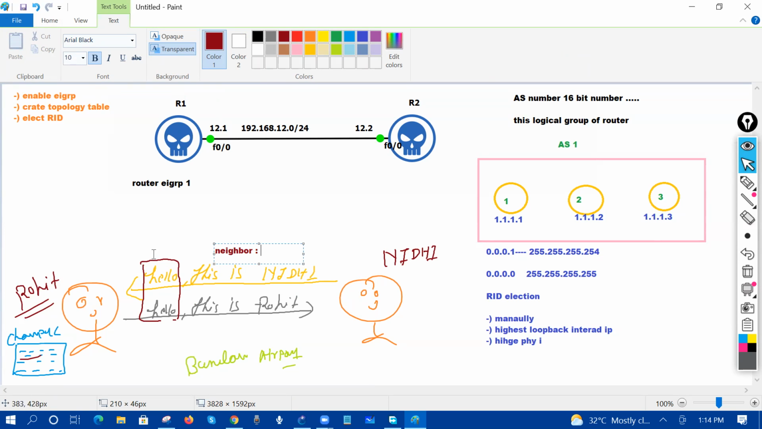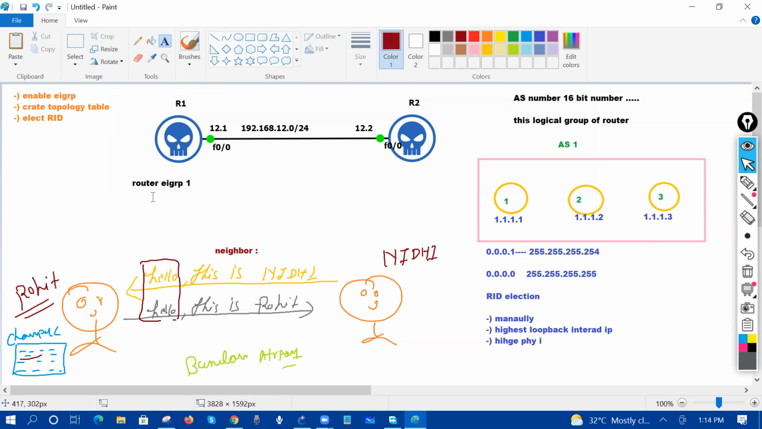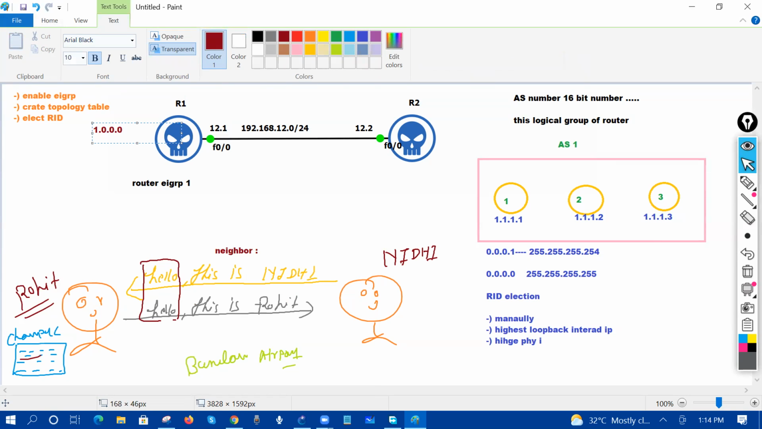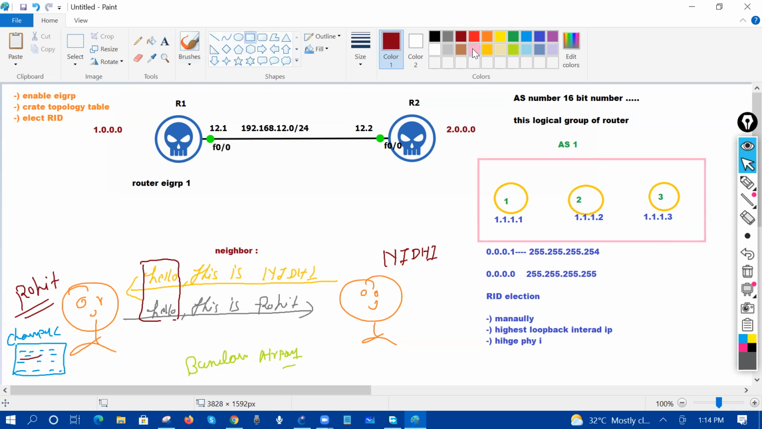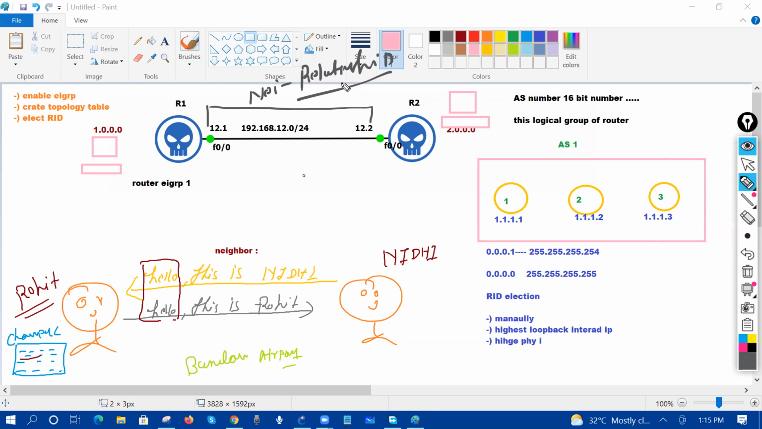Previously, it was not. The same thing happened with the EIGRP guys. Whatever the routes behind R1, and whatever the routes behind R2. If these two routers want to exchange this information, or if these two guys want to communicate to each other, first of all, what happened? These two have to establish a neighbor relationship. And this neighbor relationship is called an EIGRP neighborship.